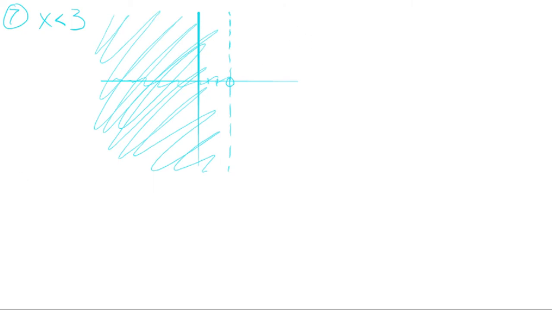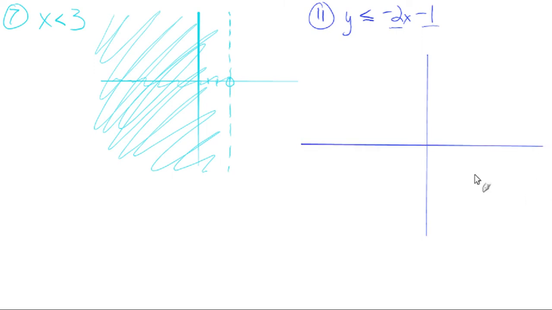And now let's go on to number 11. Alright, y-intercept, slope, it's just that easy. Okay, so y-intercept is going to be -1. Slope, we're going to go down 2 and to the right 1, or we could go up 2 and to the left 1. That's going to give us our line. There we go.